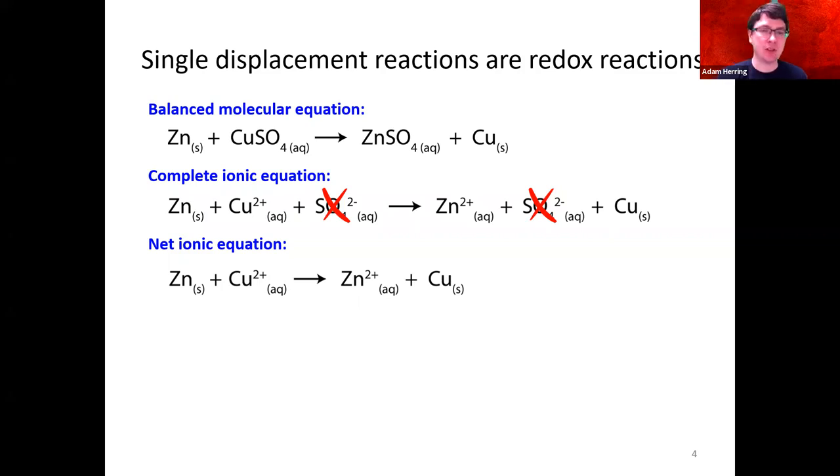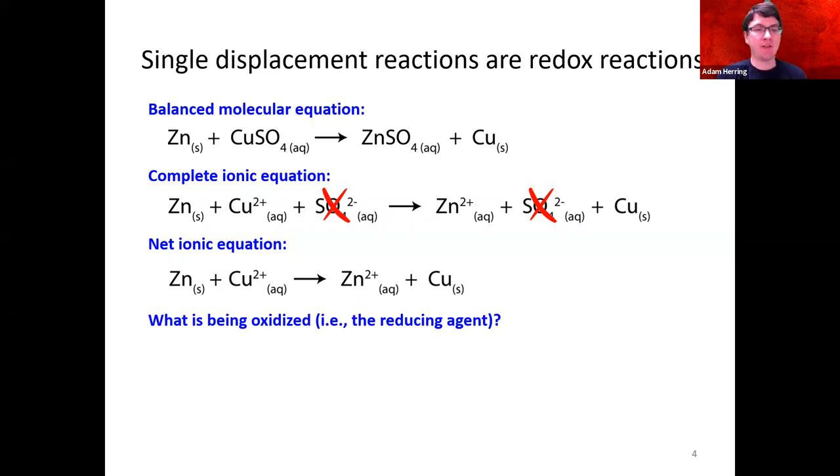It has gained electrons. And so we can write out the processes for each of these 2 substances, both for zinc metal and for copper ions, independently. And we can do so in what we call half reactions.